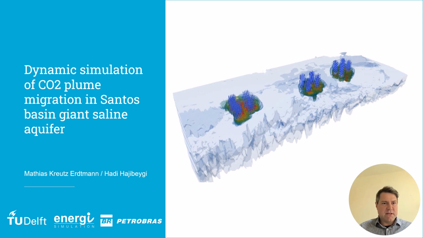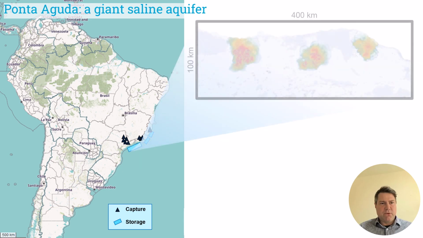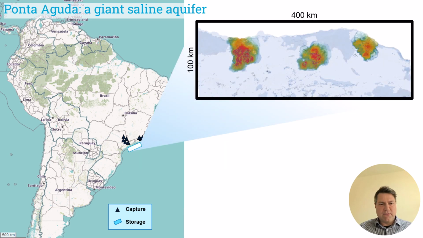I am Mathias and I'm going to present here the dynamic CO₂ plume migration in a giant saline aquifer located in the Santos basin. This saline aquifer is named Ponta Aguda and is located in the southeastern portion of the Brazilian coast, near the industries located in São Paulo and Rio de Janeiro state.